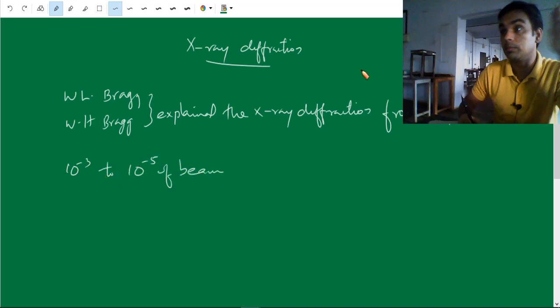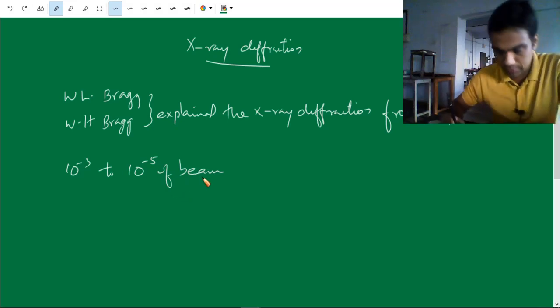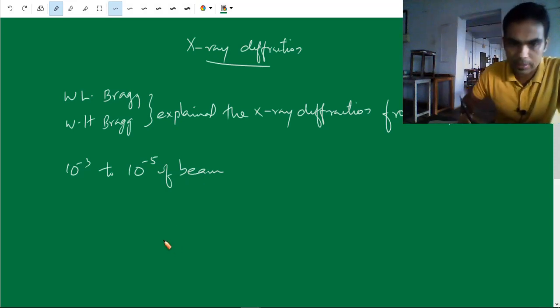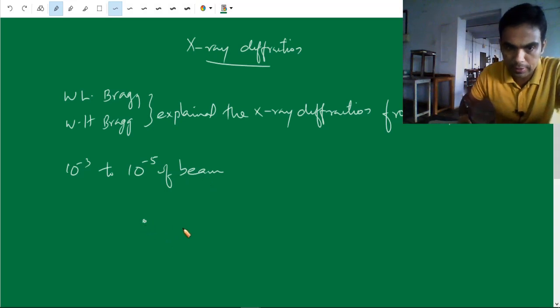Let us consider the elastic scattering of the X-rays from the crystals. Elastic scattering means the energy of the X-ray will not change with the reflection. So the energy of the incident and the reflected beam are the same. So let us consider the X-ray diffraction from planes of atoms in the crystals.